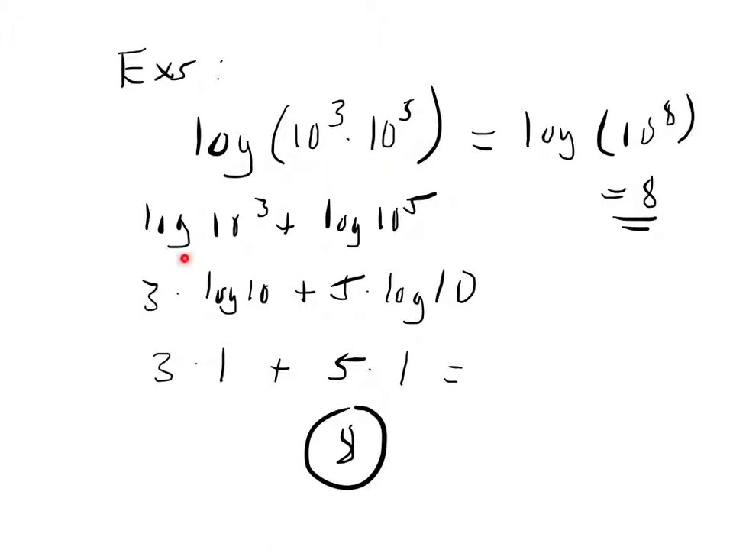This is a product, so write it as a sum: log of 10 cubed plus log of 10 to the 5th. Then go ahead and use your other law of logarithms, the exponent law, to bring the 3 and the 5 down front: 3 times log 10 plus 5 times log 10. 10 to some power equals 10, that's 1. So 3 times 1. 10 to some power equals 10, that's 1. 5 times 1. 3 and 5 is 8. So either way you get to the same answer. We put in numbers here with the same base to make it pretty explanatory.